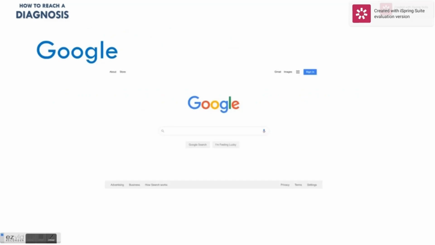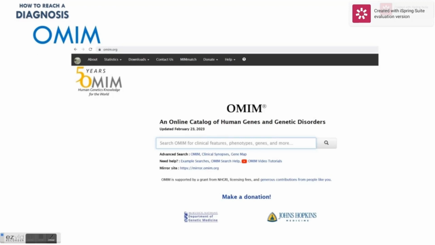Now, searching for the diagnosis, you just use Google. Put the keywords or the key findings, or search for the syndrome. Look at the photographs in Google. Does it look like your patient or not? Use OMIM, which is an excellent free database of genetic disorders.